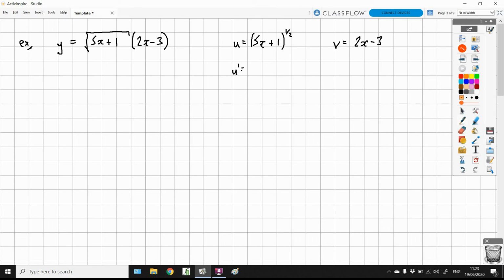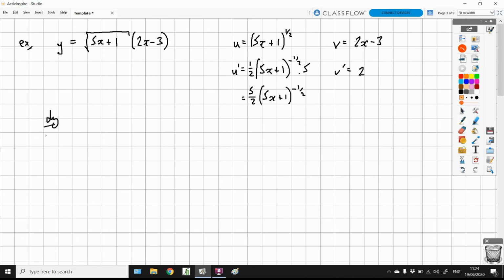So u dash equals a half 5x plus 1 to the power negative a half times, because of the chain rule, times 5. So we've got 5 halves, 5x plus 1 to the power negative a half. Some people might now be tempted to recognise that this negative power means that we have a reciprocal and rewrite this as a fraction. It's not wrong, but it's not helpful either. Let's leave it like this. V dash is a much easier 2.